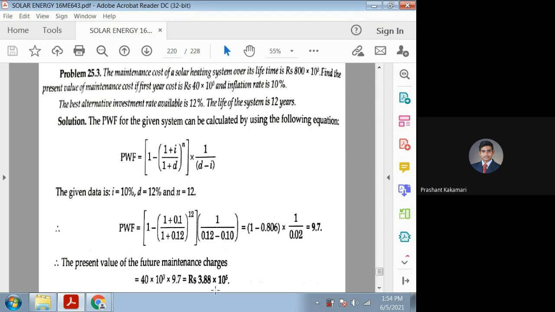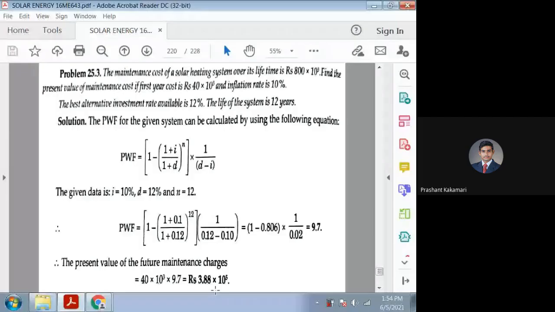Here also, to understand in more detail, discounting is also given. The cost of a solar heating system, only for the maintenance cost in total lifetime, you can see the amount there: rupees 800 into 10 raised to 3, 8 lakh rupees he has to spend only for the maintenance of the solar heating system. And the present value of maintenance cost, if the first year cost is rupees 40 into 10 raised to 3. See, here again they are asking the present worth.